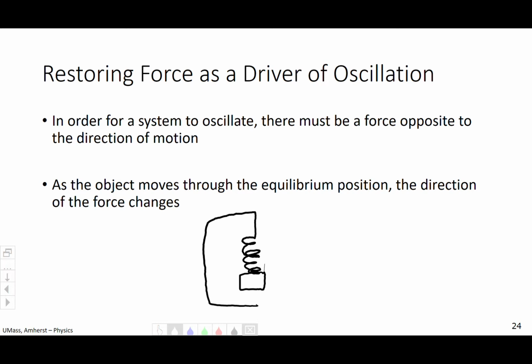As the mass moves down, it stretches the spring even more. We know that when we stretch a spring, the force that it exerts is in the opposite direction. That is the restoring force. As we stretch the spring down, so as we move in the downward direction, the restoring force pulls up.